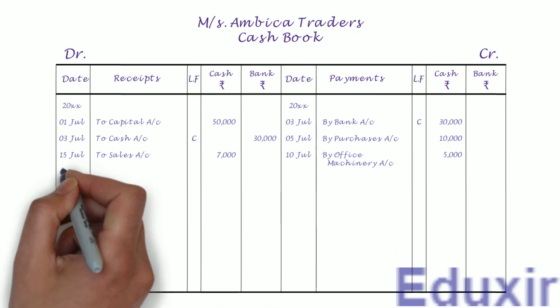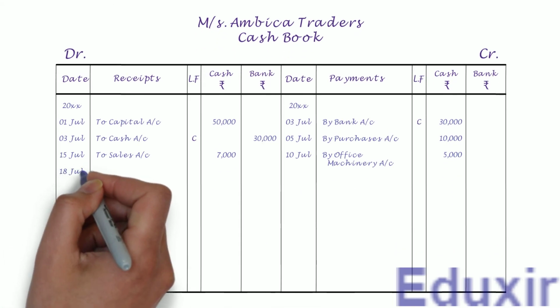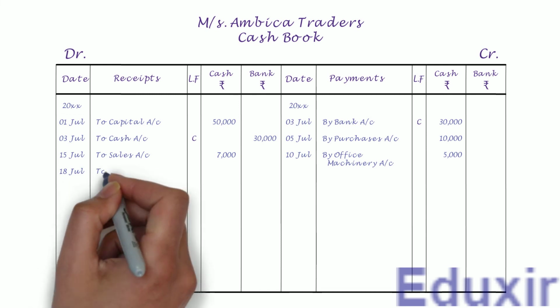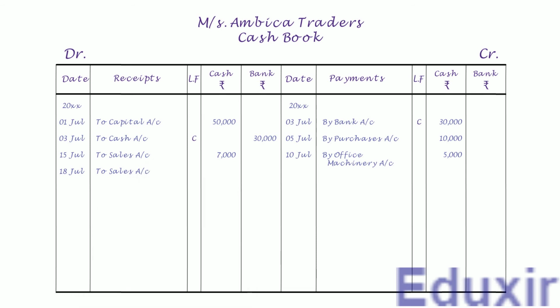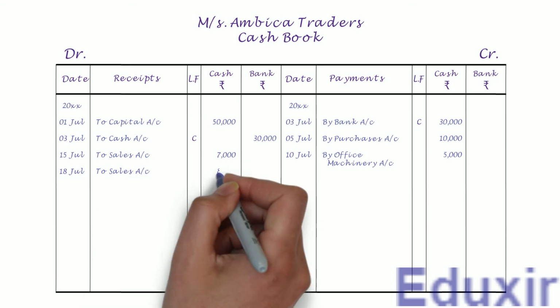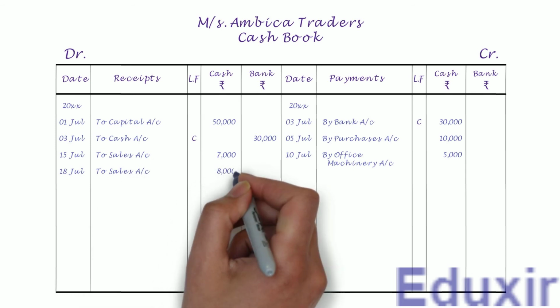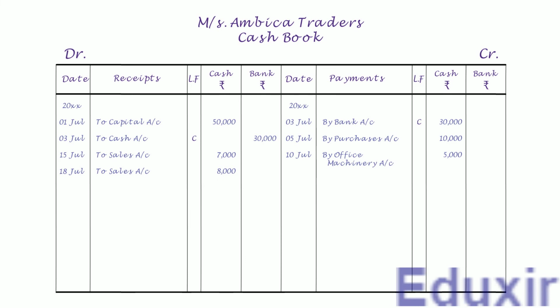Let us first record the date. Let us then record the sales account in the receipts column. Let us then record the debit amount of 8,000 rupees in the cash column. With that, we have completed the posting of this transaction into the cash book. Let us now take up the next transaction.